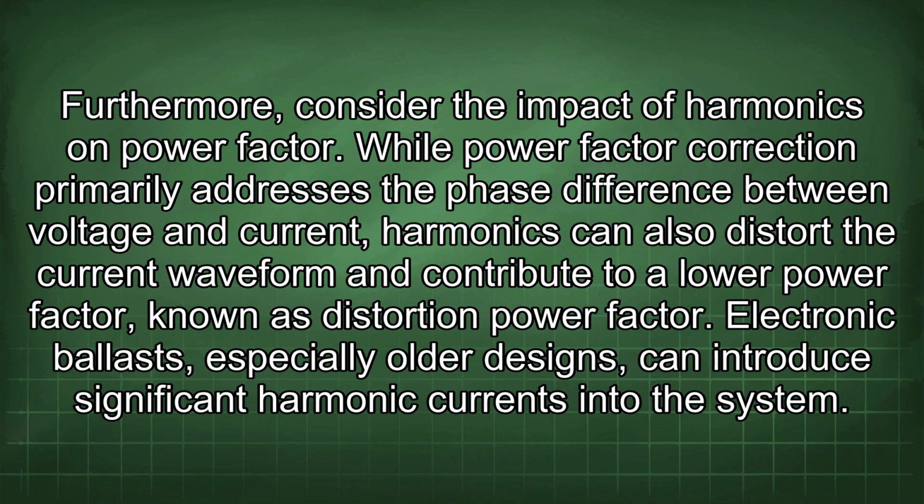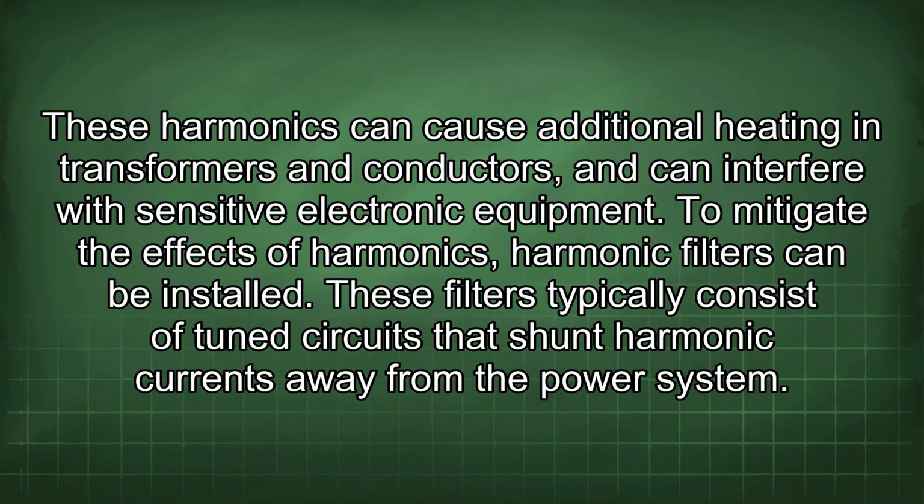Electronic ballasts, especially older designs, can introduce significant harmonic currents into the system. These harmonics can cause additional heating in transformers and conductors and can interfere with sensitive electronic equipment. To mitigate the effects of harmonics, harmonic filters can be installed. These filters typically consist of tuned circuits that shunt harmonic currents away from the power system.